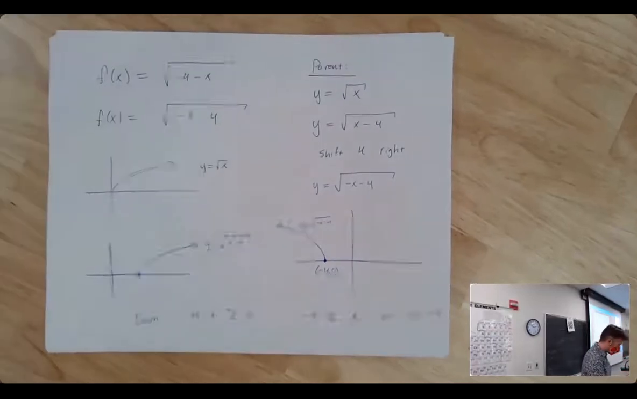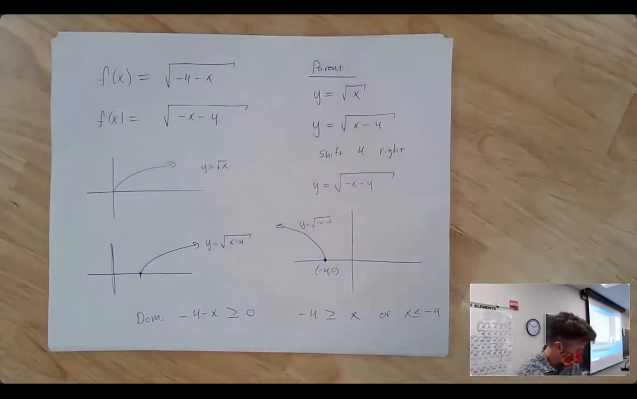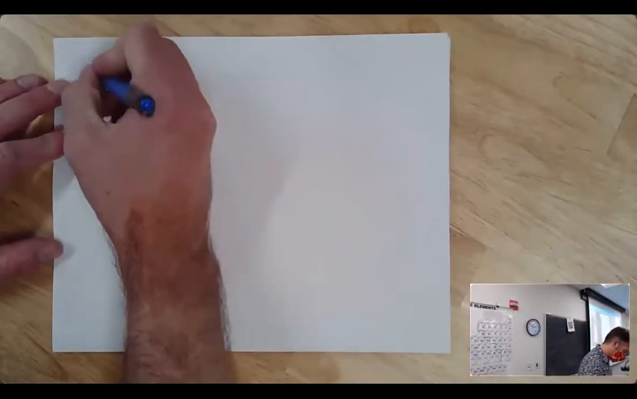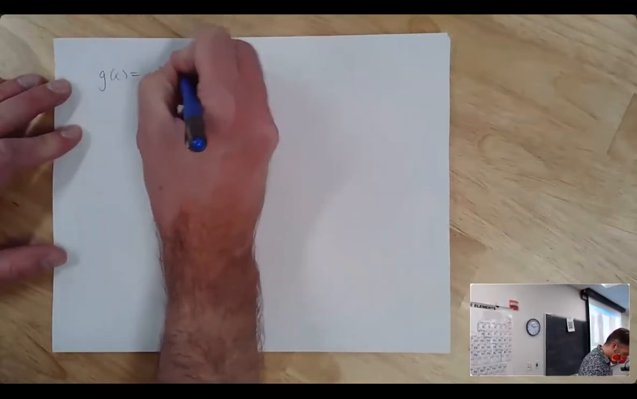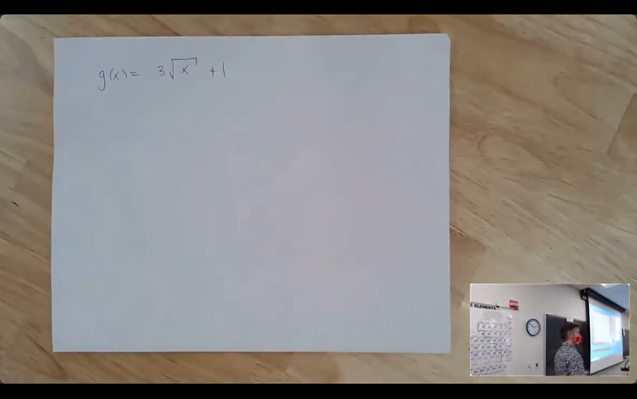On the other hand, if we had something like g of x equals 3 times the square root of x plus 1, that's going to affect this graph in vertical ways. The multiplying by 3 is going to stretch it by a factor of 3 vertically.